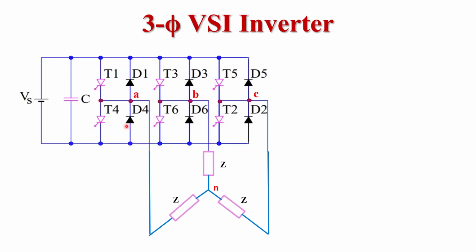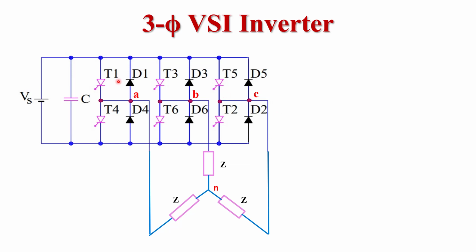Now, the 3-phase inverter. This figure shows the power circuit diagram of a 3-phase inverter using 6 thyristors and 6 diodes. Each diode is connected in anti-parallel with a thyristor. So here we use 6 thyristors T1, T2, T3, T4, T5 and T6, and each diode is connected in anti-parallel with a thyristor. So here we also use 6 diodes D1, D2, D3, D4, D5 and D6. Now these upper thyristors are called positive group thyristors and these lower thyristors are called negative group thyristors.